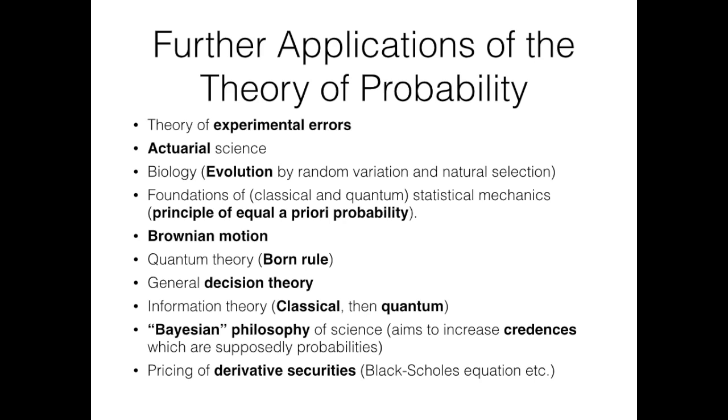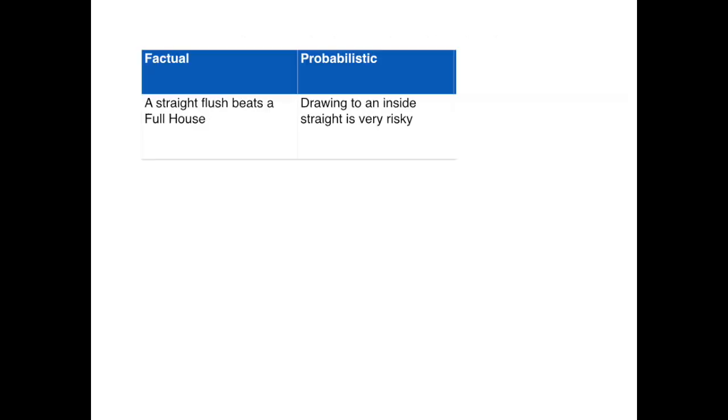So, compare these two statements. The first statement specifies a factual, observable property of the world. It specifies what will happen when poker is played and specified hands arise. But the second one is not about physical facts. It is consistent with any sequence of cards arising in a poker game.